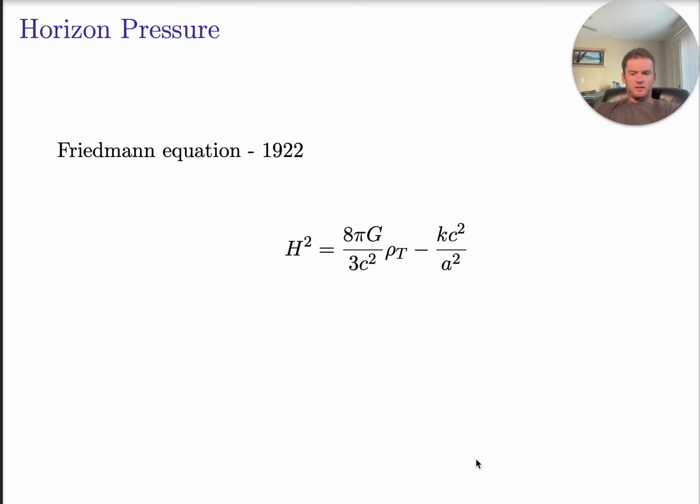So, the topic of discussion here, the goal is to understand horizon pressure. This is a pressure that I found was actually hidden in the Friedman equation. It's the fundamental equation of cosmology, basically explaining the universe's expansion. It was found 6 years after general relativity, so 103 years ago.